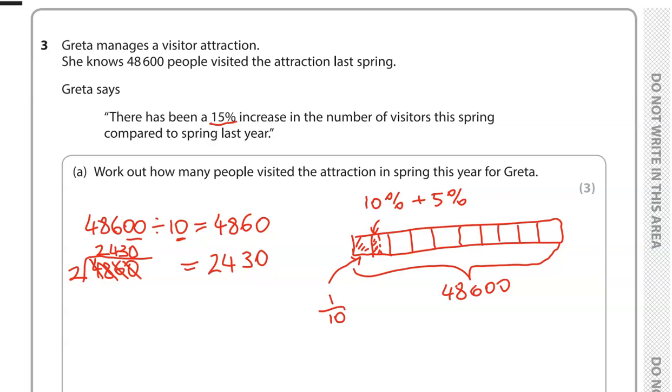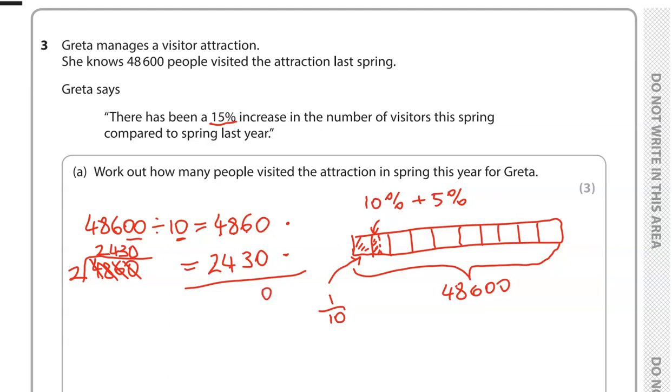You could have just gone and done 4. What's half of 4? That is 2. Half of 8 is 4. Half of 6 is 3. Half of 0, of course, is 0. So now I've got the 10% amount, I've got the 5% amount. The 15% amount will be the total of these two.